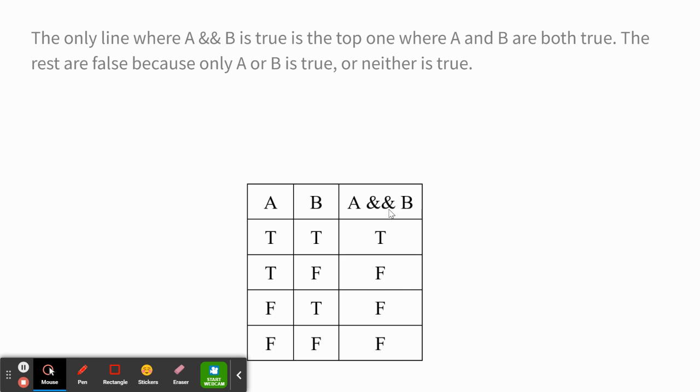So if we were saying, hey, for any given A or B logical conditions, let's fill out the column for A and B. There's 3 cases where they're false when you combine them, and 1 where they're true.